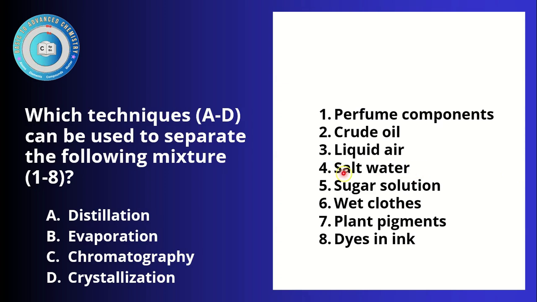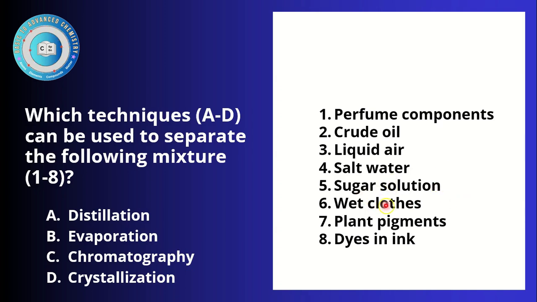Salt water. In this mixture, we have salt and water. Water can be vaporized. Salt cannot be vaporized. Because of this property, we can use distillation or evaporation. In salt water, salt can form crystals. Because of this, we can use crystallization. Sugar solution. In sugar solution, we have sugar and water. Sugar cannot be vaporized, water can be vaporized. Because of this property, we can use distillation or evaporation. Sugar can form crystals. Because of this property of sugar, we can use crystallization to separate sugar from sugar solution.